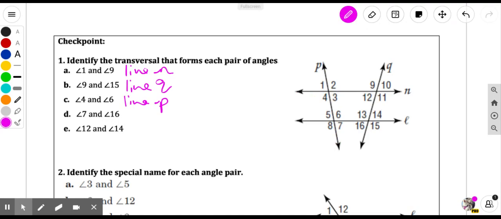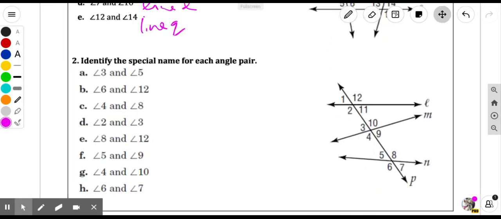7 and 16, line, transversal. So line L, which I did not trace, but that's okay. I tried. 12 and 14, line, transversal, so line Q. So that's how you identify a transversal. You want the line that connects the 2 angles. That's part of both of them.